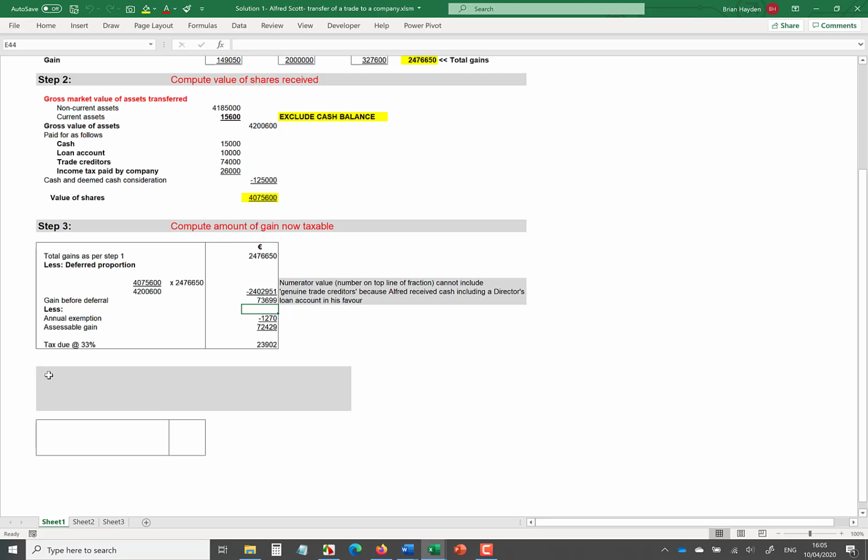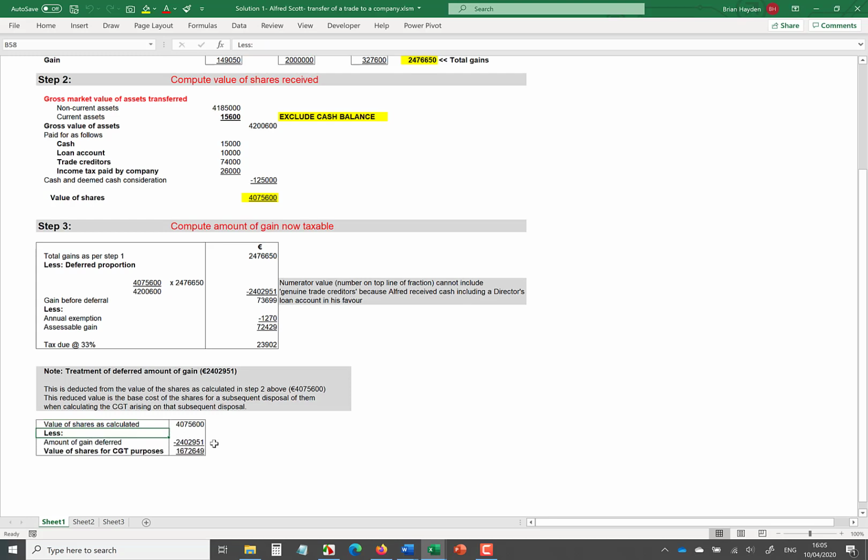The final thing I just want to highlight in this solution is this deferral, how that's dealt with. So the deferral amount is 2,402,000, and what happens with that is you subtract that from the value of the shares, which we calculated in step 2. And if Alfred, maybe in 5 or 10 or 15 years, decides to sell the shares in the company, that will be the base cost of the shares. So the value of the shares was 4,075,000 from step 2, and we deduct the deferral.